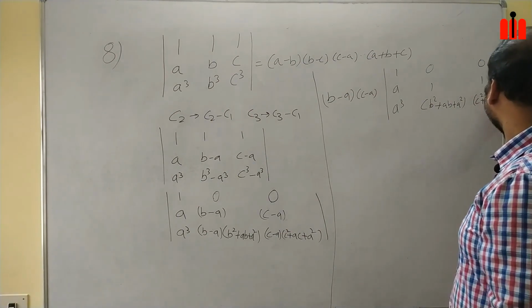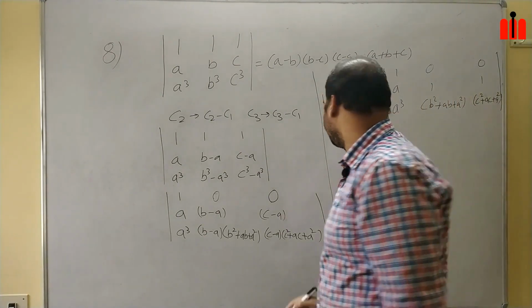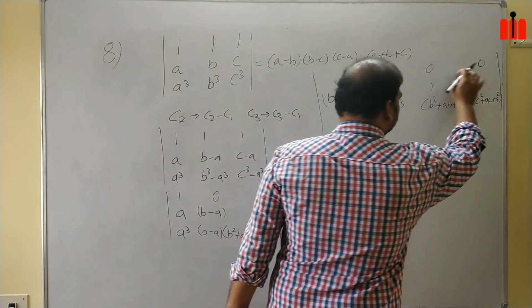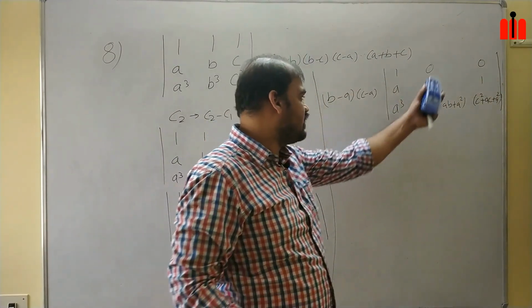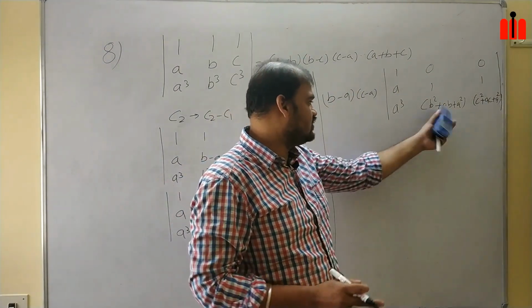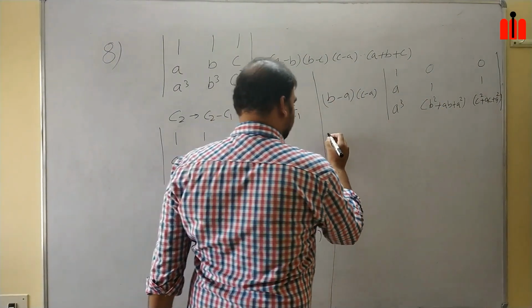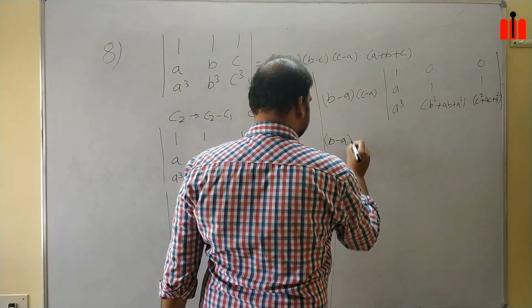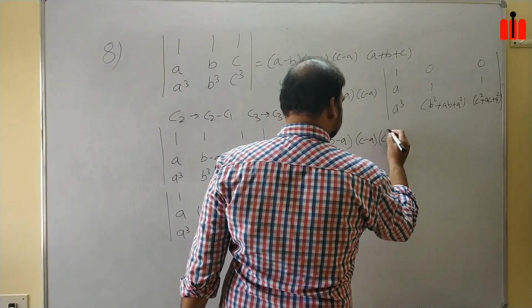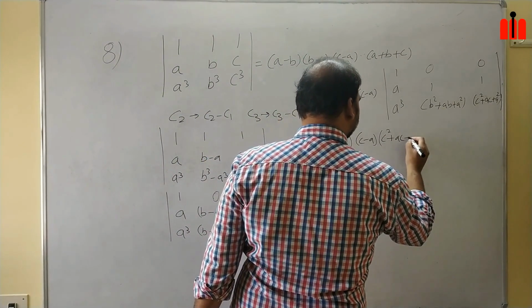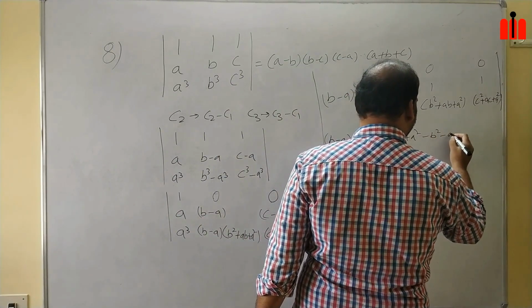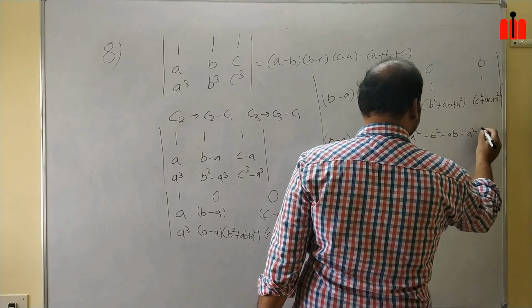Okay, so this will be inside the determinant. Now I will expand through row 1. Why will I expand through row 1? Because I am having 2 zeros over here, so if I expand by row 1, this determinant will be calculated. So it will be b minus a, c minus a, c square plus ac plus a square minus b square minus ab minus a square.